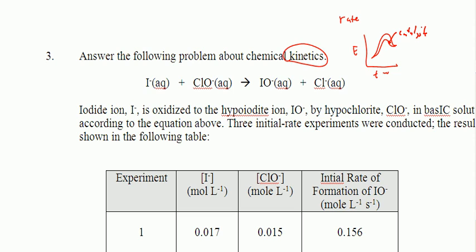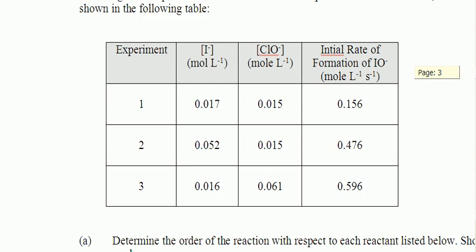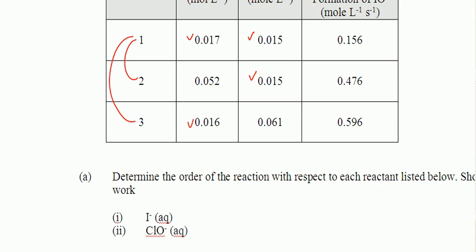Okay, here we go. It says that iodide ion is oxidized to the hypoiodite ion by hypochlorite in basic solution according to the equation above. And they give me these 3 initial rate experiments that were conducted. I have experiment 1, 2, and 3. Now when I'm doing these problems, I want to look for places where one is held constant and the other changes. So in 1 and 2, ClO is held constant and I changes. And in 1 and 3, I is held constant and ClO changes. That's the first thing I want to look at with these kinds of problems.